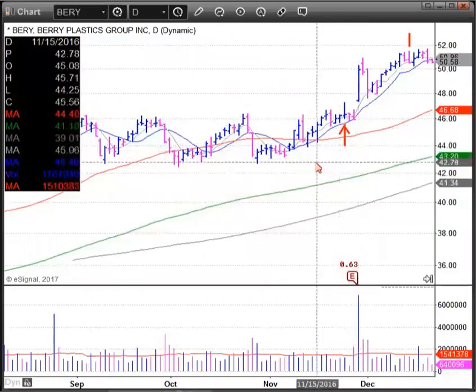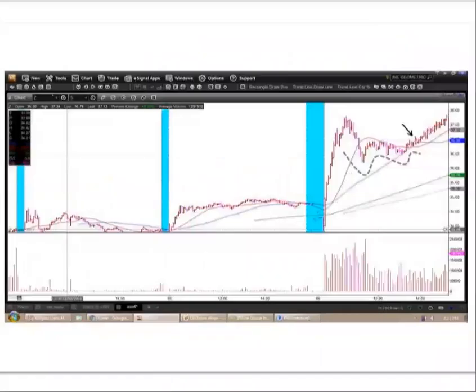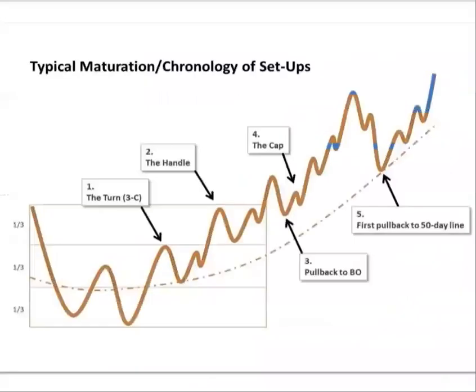So all this has to be within the confines of symmetry, right? Like, let me show you here. See, it has to happen. These pullback buys have to happen within this right side as it's building the base. If it breaks that apart, then it's no good. So again, context and perspective is very, very important.